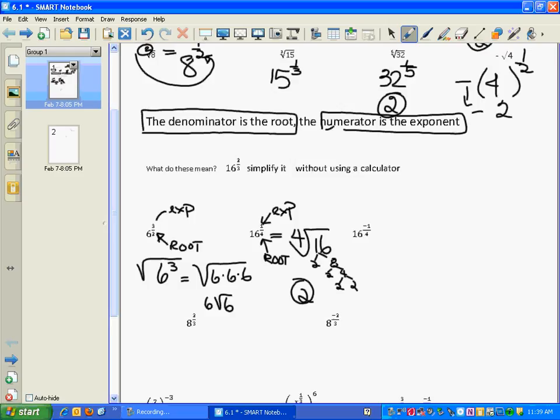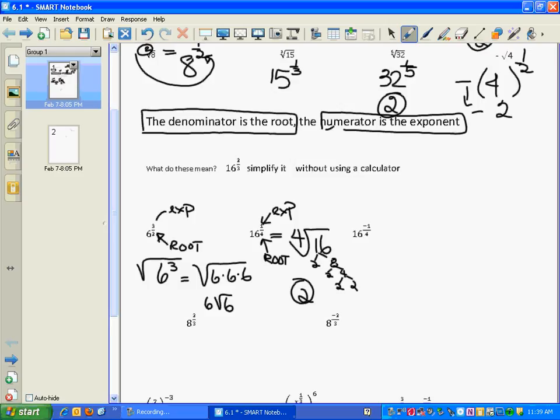Right. I can pull out, I have the 2 appearing 1, 2, 3, 4 times. So the 4th root of 16 is 2. Likewise, if I wanted to check myself, I'd take 2 and raise it to the 4th power. And what should I get? Exactly. Good?